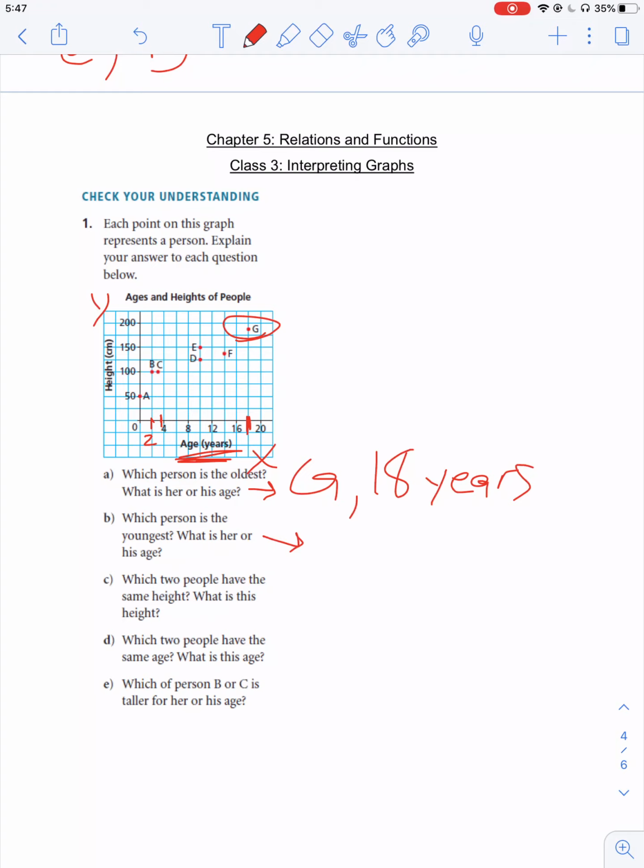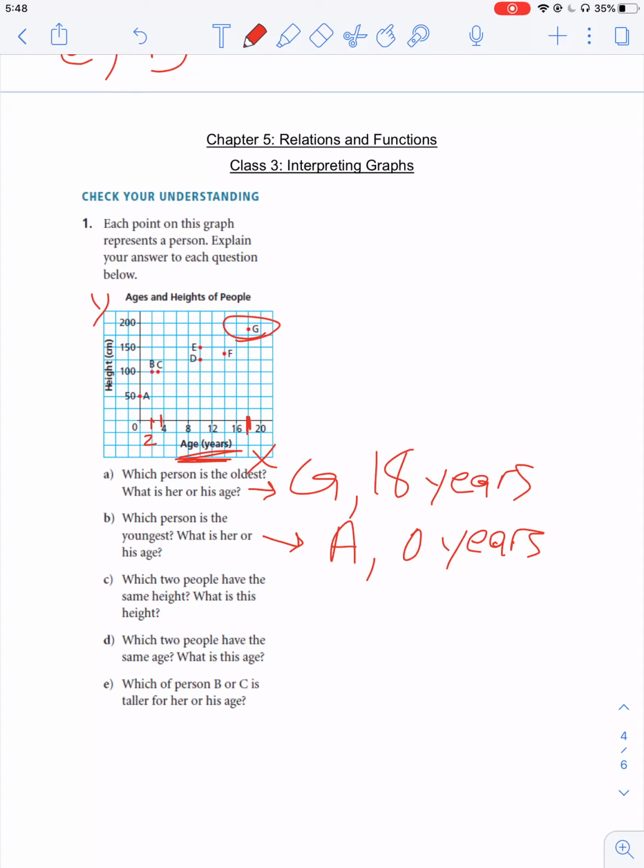which person is the youngest? What is her age? So using the same logic, right? We could say person A is the youngest. What is her age? 0 years old. So this kind of makes no sense, but maybe because they're a few months old, right? So like if you're 9 months old, then that's not 1 year, right? That's less than 1 year. So that's why I guess it's 0 for them.